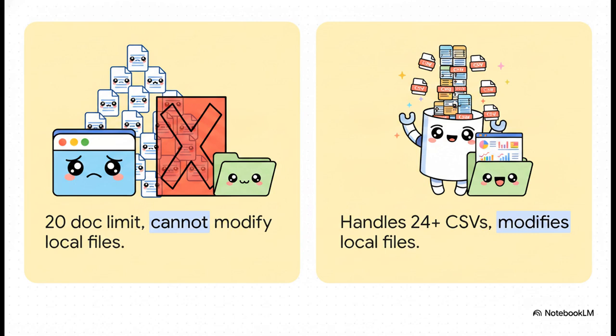Now, consider the immediate difference in sheer capability. If you're using a standard web chatbot, you're bottlenecked, right? You usually hit a 20-document upload limit, and it absolutely cannot reach back through the screen to modify your local files. But the local agent, our source showed a user pointing it at a folder with 24 months of raw credit card statement CSVs. The local agent seamlessly digested all 24-plus files and directly coded an interactive HTML dashboard right there in the local folder. You just couldn't do that on a website without hitting a massive wall.